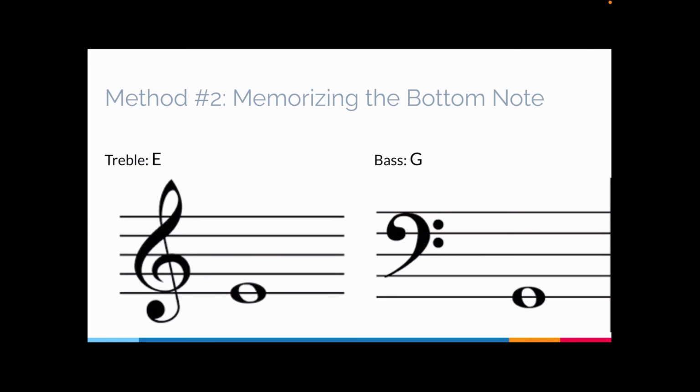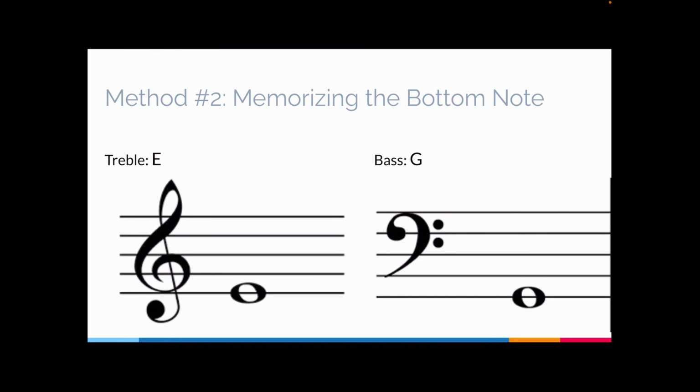Acronyms can be helpful for identifying notes on the lines and spaces of the staffs, but the problem is they cannot be used to help with identifying notes outside of the staff. For example, it'll be really hard to identify the note underneath the bottom line of the treble clef using acronyms, and that can be inconvenient.